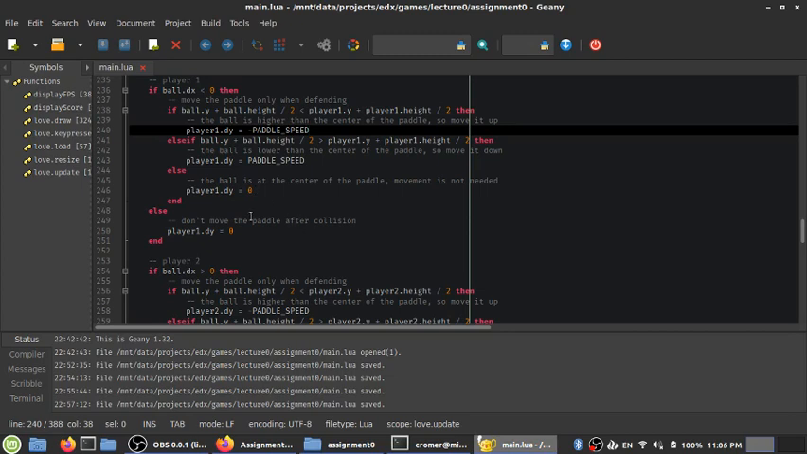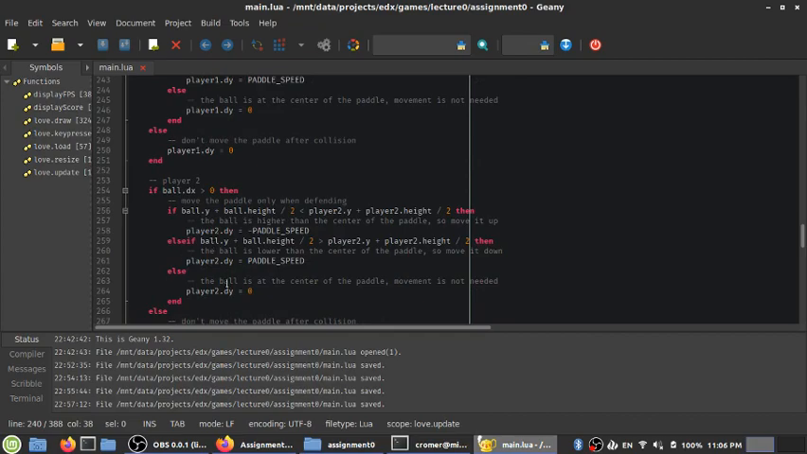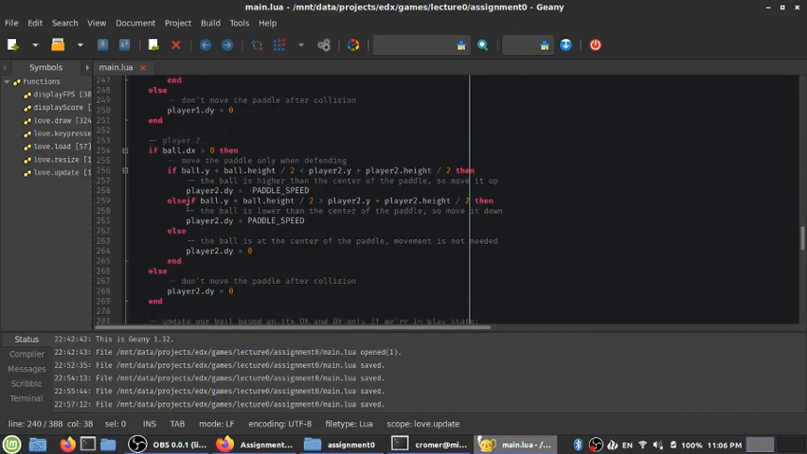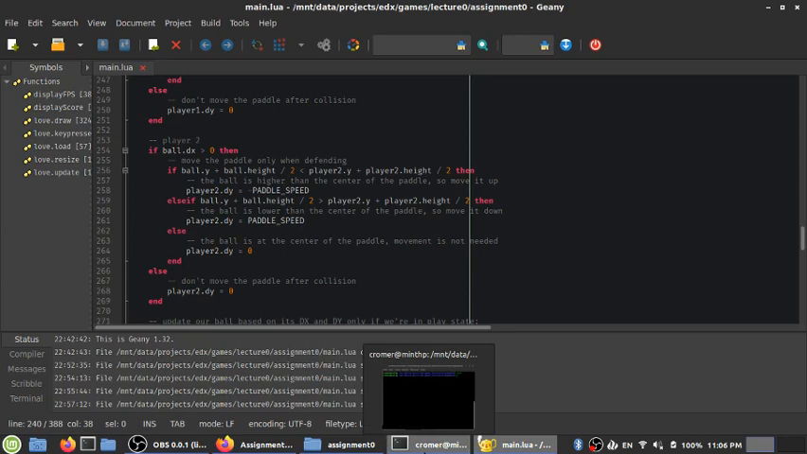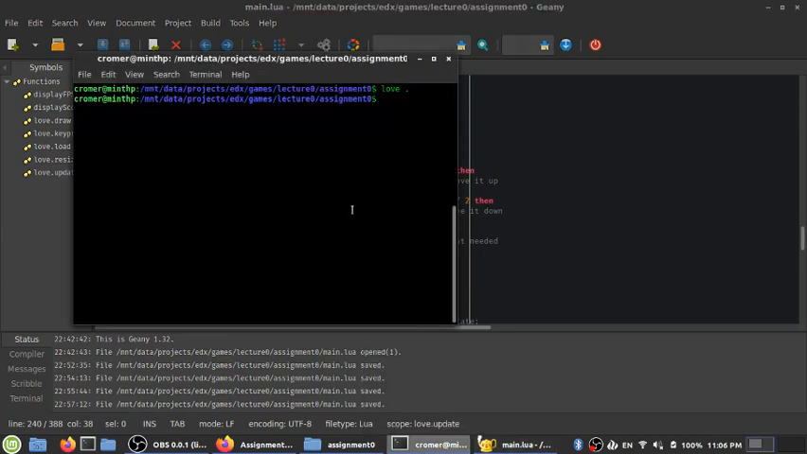Alright, and the code is the same here for player 2. The only real difference is the first line. We need to check whether the ball is moving to the right instead of to the left, and that makes the paddle defend. Alright, so let's give this a try in our code and we'll see how that looks.